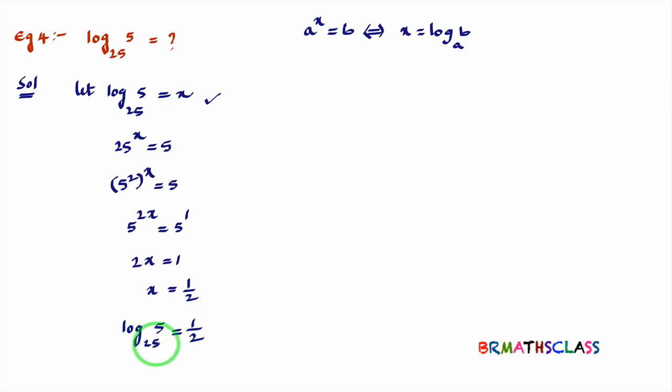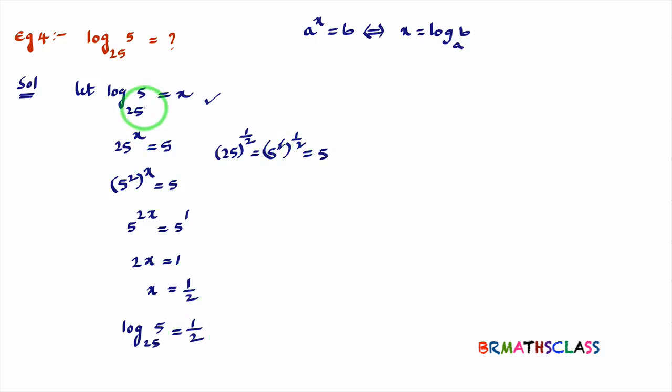Once again I am saying here, 25 power 1 by 2 will give you 5. If you want, you can check. 25 power 1 by 2. Check it. What is 25 power 1 by 2? 25 can be written as 5 square. 5 square whole power 1 by 2. Here the 2s will get cancelled. What you will get? Its answer is 5.